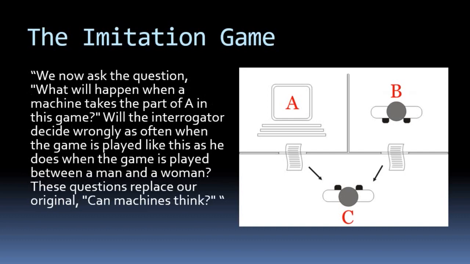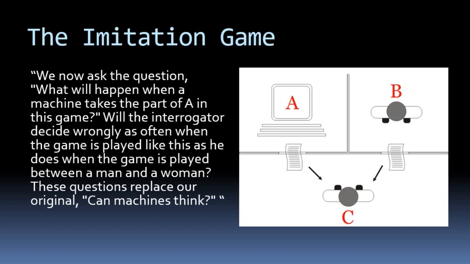And then instead of a man and a woman, you insert a computer into one of the positions and say, now we ask the question, what will happen when a machine takes the part of A in the game? Will the interrogator decide wrongly as often when the game is played like this as he does when the game is played between a man and a woman? These questions replace our original, can machines think?